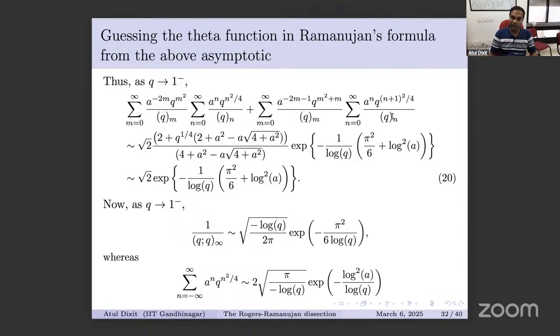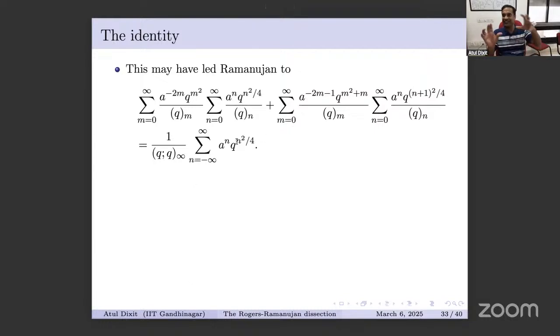So what we have just shown is that this particular sum is asymptotically equal to 1 by q sub infinity times this theta function. Once Ramanujan has arrived at that by means of asymptotic analysis, he might have seen that it is not something that is true just for q tending to 1 minus, but rather it is true for all q such that mod q is less than 1. And he may have gone ahead and proved this identity. So this is just our speculation. It may be a different thing also that he got this idea from. But that just explains a special case of Ramanujan's identity.